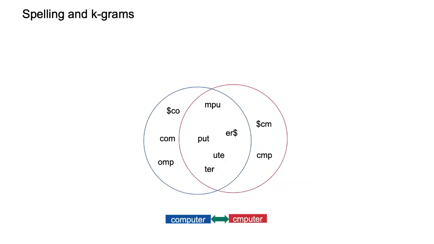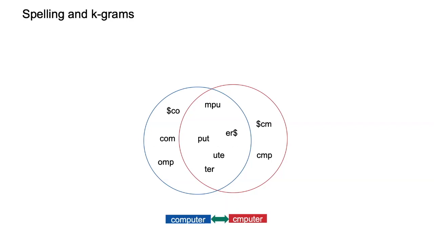Here's an example: computer and computer with a missing O. So you see in the middle, we have all the k-grams that belong, the 3-grams in that case, that belong to both. So MPU, PUT, ER dollar, do not forget the dollar, UTE, TER. Now $CO, COM, and OMP only are in computer, but not in the misspelled word. And $CM and CMP are only in the misspelled word. For whom is that clear?